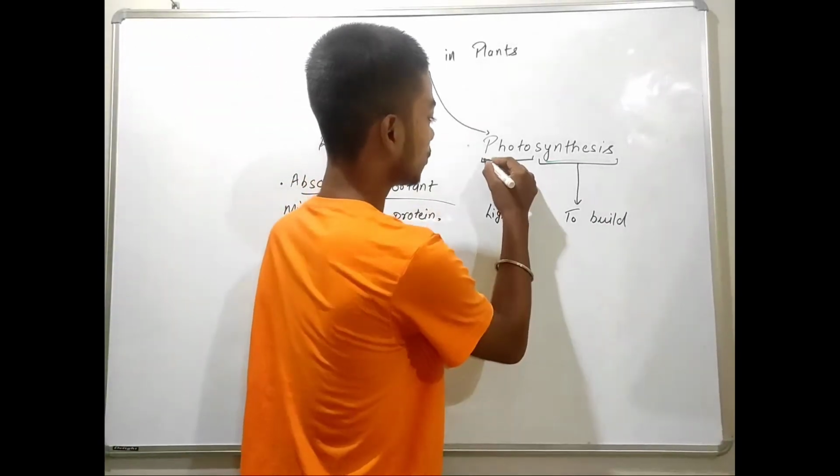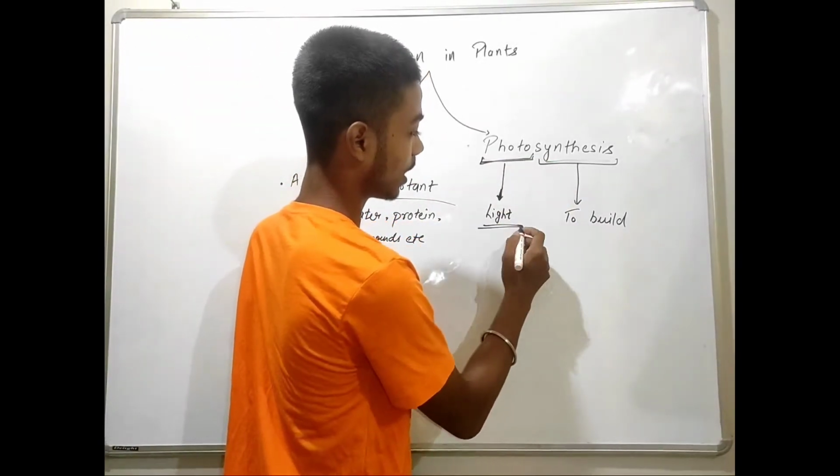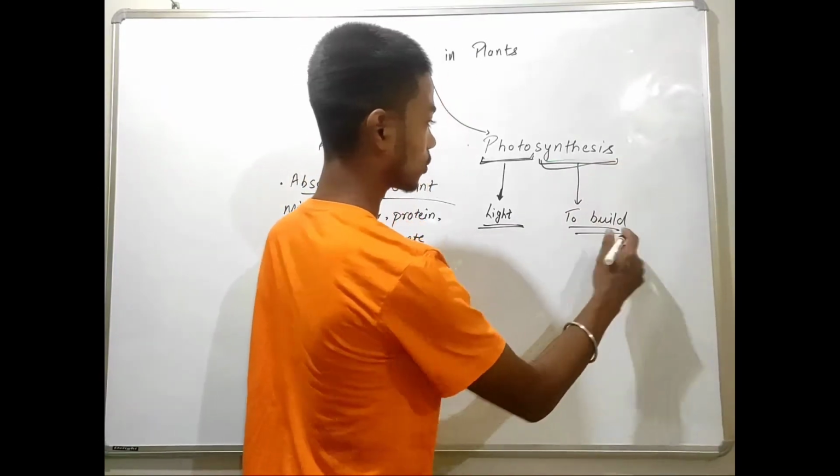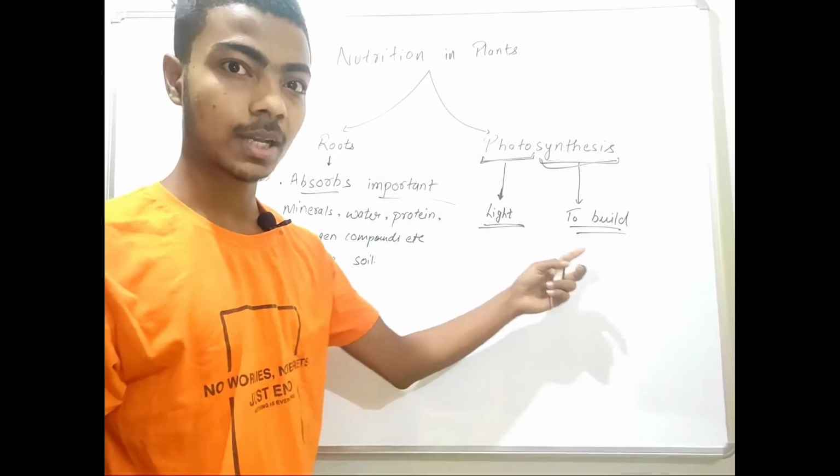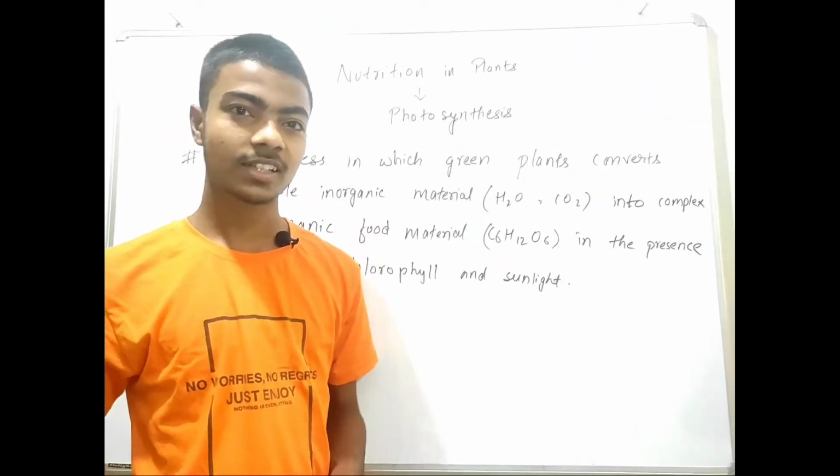Photosynthesis: here the word photo means light and synthesis means to produce. So what is photosynthesis? Photosynthesis means production with the help of light. So now let us study photosynthesis.